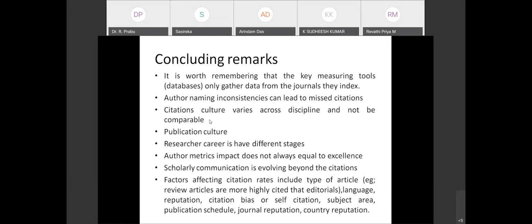So it's very difficult to compare. So publication culture also differs across different subjects and fields. Researcher careers have different stages, so based on that it is published. Now, author metrics impact does not always equal excellence.